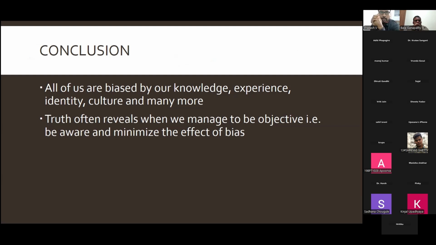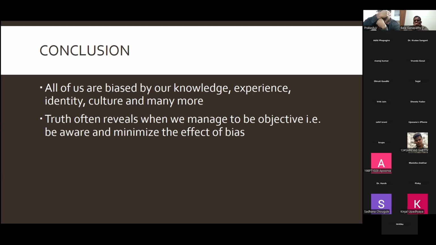But what we need to understand is that you can see the truth only when we manage to be objective. What I mean by objective doesn't mean numbers. Objective means where you are aware of the bias. If you take efforts to address bias, then you can actually see the truth. So it all comes down to whether we want to know the truth. If you're driven by finding the truth, you will recognize the bias that prevents us from seeing it.